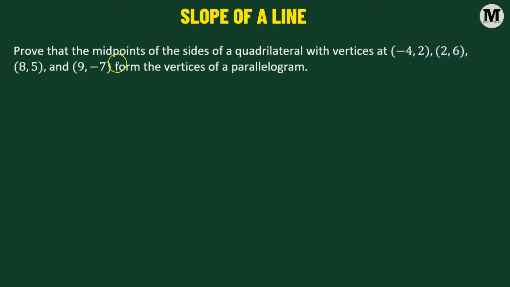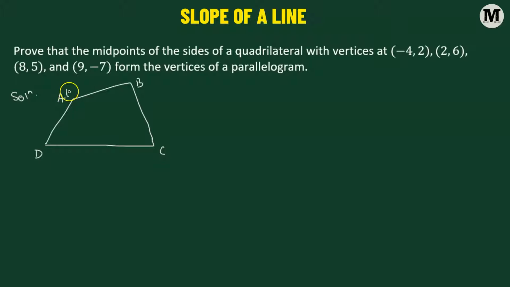We need to prove that the midpoints of the sides of a quadrilateral whose vertices are provided to us form the vertices of a parallelogram. Let us begin. Let's say we have a quadrilateral A, B, C, D. The coordinates of the vertices of this quadrilateral are given to us.